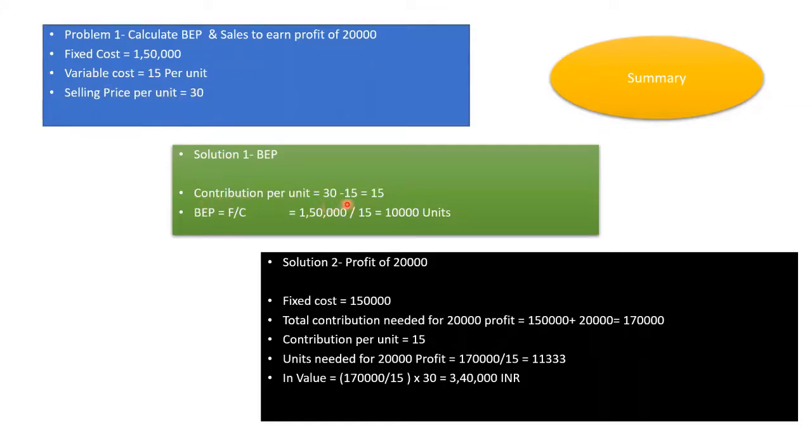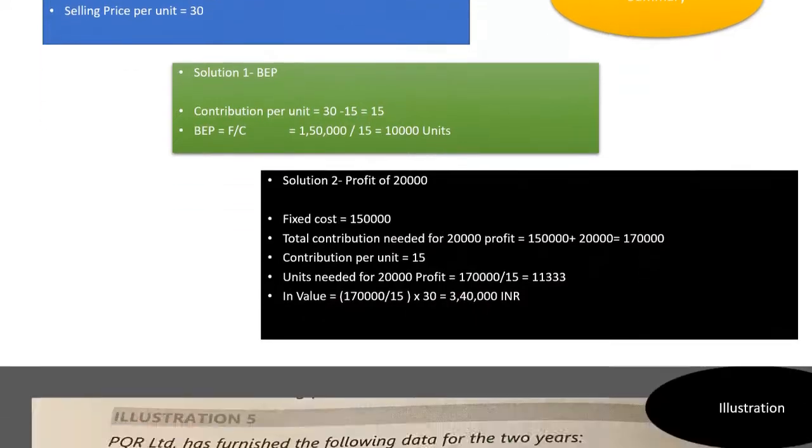First, we figured out the contribution. 30 minus 15 is equal to 15. Then we figured out the break-even point. 1,50,000 divided by 15 is equal to 10,000 units. Then we figured out the total contribution we need for making that profit of 20,000. And then we figured out the number of units we need for making that kind of profit, and in terms of value by multiplying that with the sales price.